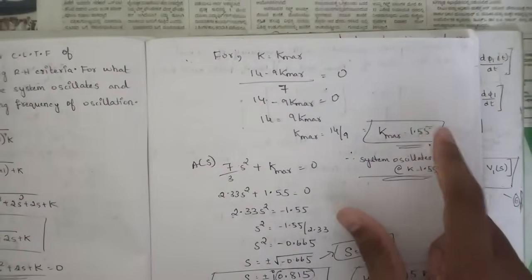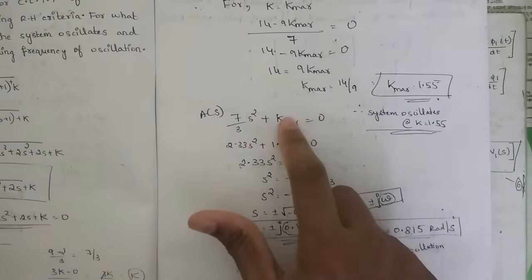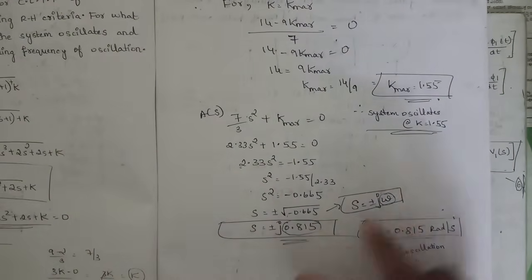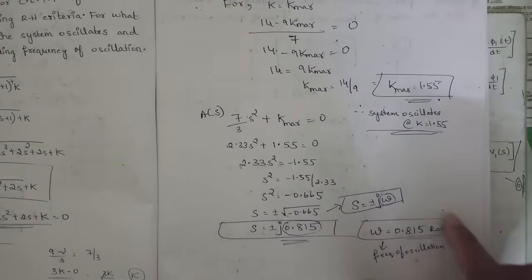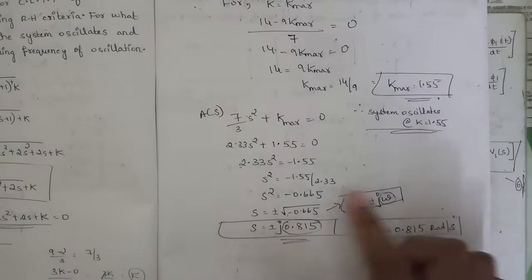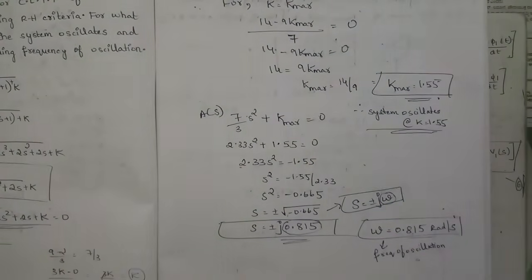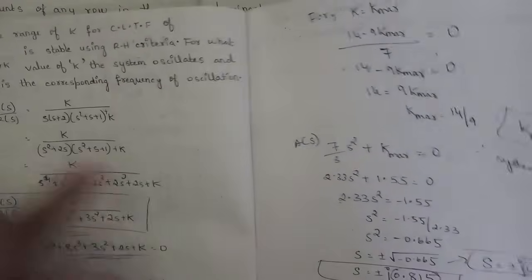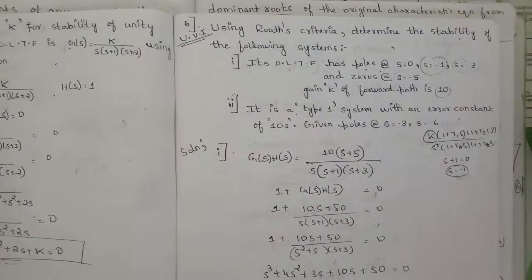Whatever value of k margin we get, from that we should write the auxiliary equation, substitute the value of k margin, and in this form we should get s equal to plus or minus j omega, so that we get the frequency of oscillations using this plus or minus j omega term. So this kind of question related to frequency of oscillations would definitely be asked. To find the frequency of oscillation, one question would definitely be asked.